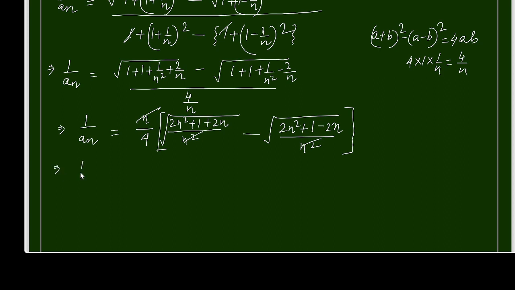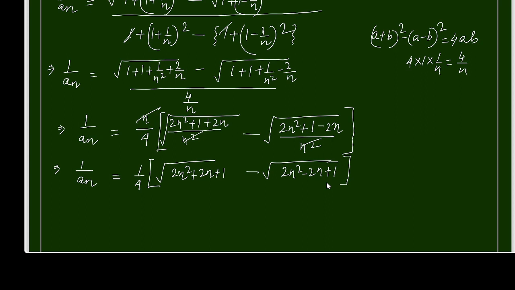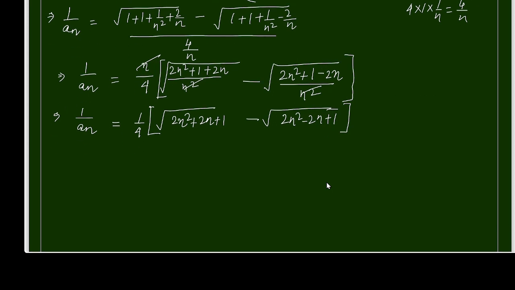So this implies that nth term reciprocal will be 1 by 4. Here it will be 2n square plus 2n plus 1 and 2n square minus 2n plus 1. This is our nth term. It cannot be further simplified.